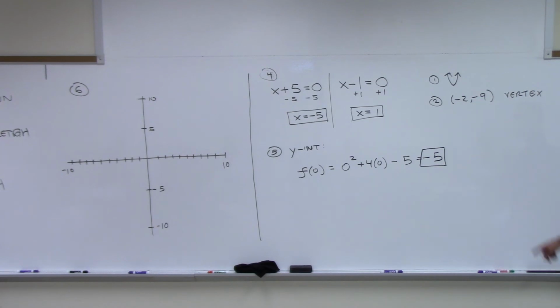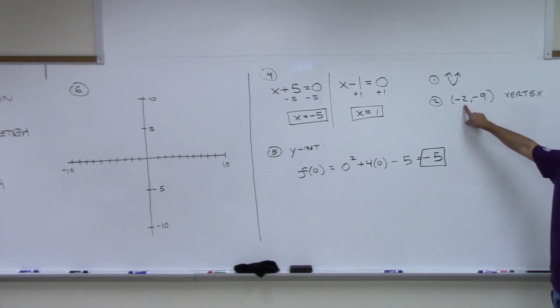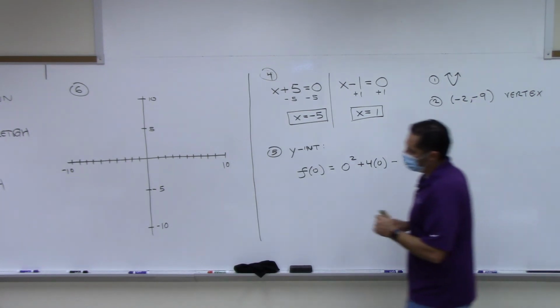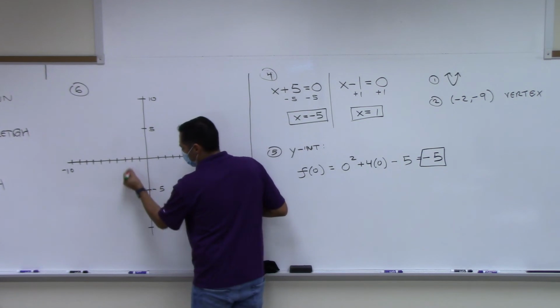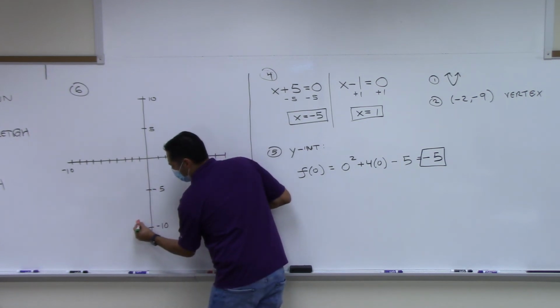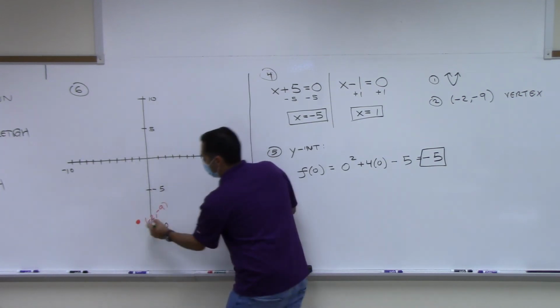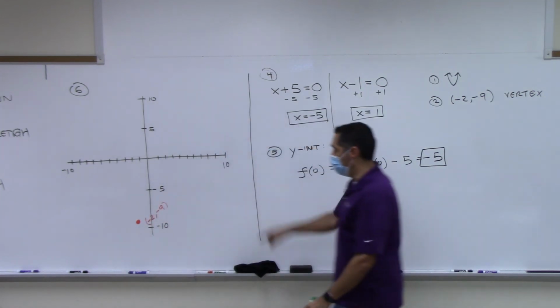So I'm going to start with the very first piece of information, this vertex. And let me draw my picture in red. So negative 2, negative 9. That means I move to the left 2 and down 9, and I put a vertex right there. And I'm going to label the point negative 2, negative 9. I'm labeling that point for you so you know exactly what it is.